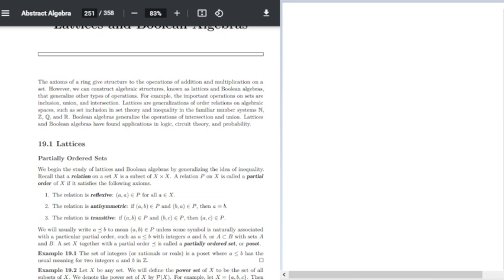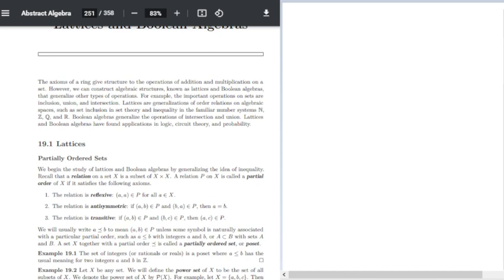Chapter 19, Lattices and Boolean Algebras. The axioms of a ring give structure to the operations of addition and multiplication on a set. However, we can construct algebraic structures, known as lattices and Boolean algebras, that generalize other types of operations. For example, the important operations on sets are inclusion, union, and intersection.